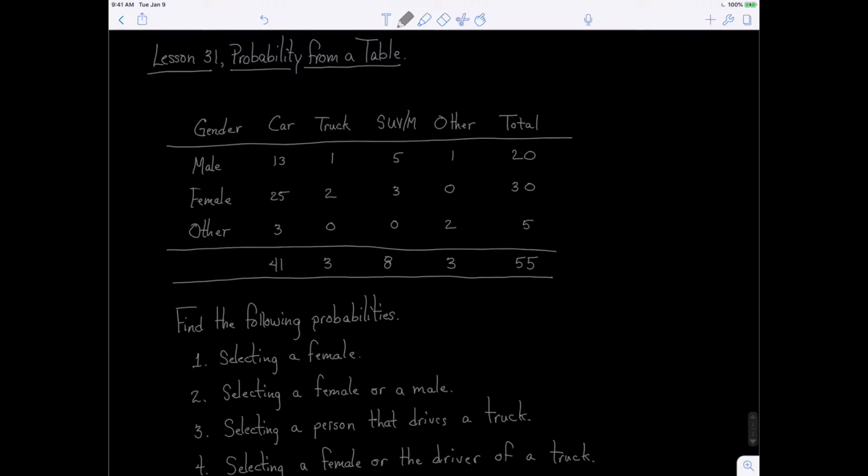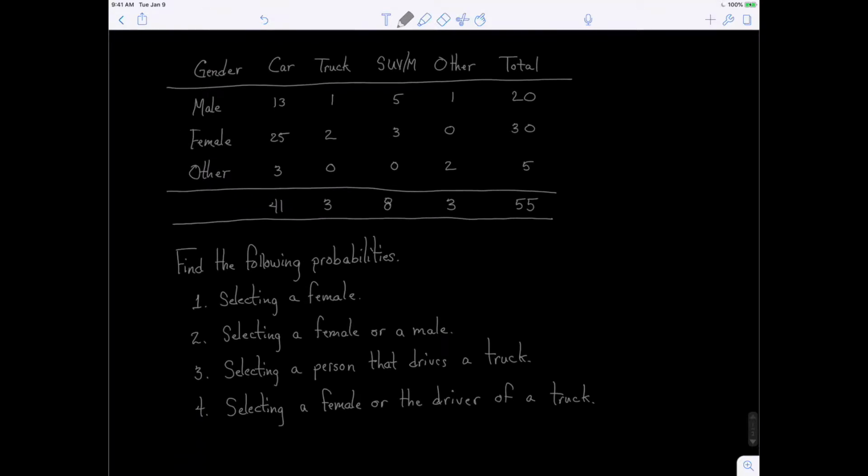Now, I have gone ahead and taken the liberty to put the table in here for us already. This is a table we saw earlier in the semester, where we had our survey of students by gender, male, female, or other, and the mode of transportation that they used: car, truck, SUV or minivan, other, and then we have a total. What we're going to do today is find probabilities from the table. So I have these written down here, and let's take a look.